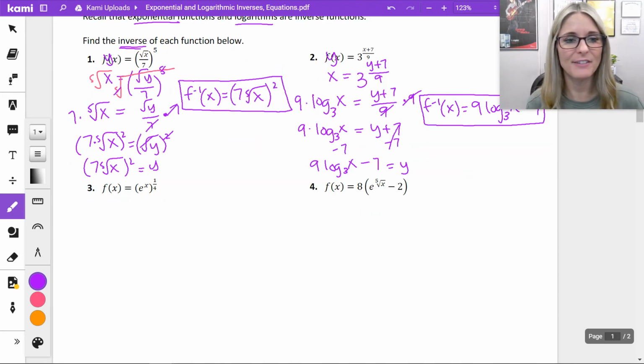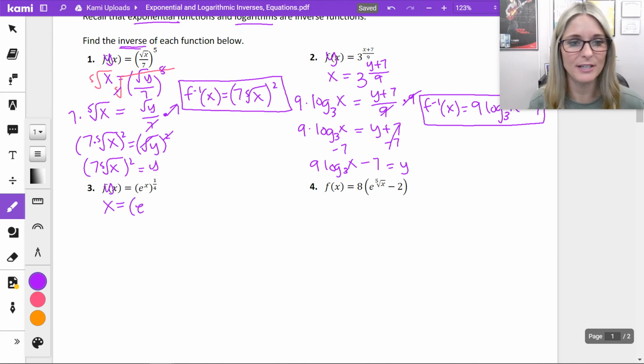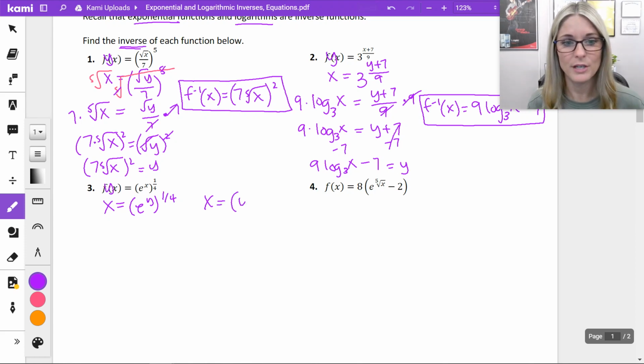All right, number 3, f of x equals e raised to the x raised to the 1/4. We've got an exponent raised to an exponent, power to power there. Let's change this so we can begin to solve for our inverse. Switch our letters. X equals e raised to the y raised to the 1/4. All right, let's start with that 1/4 exponent. That is the same as a fourth root. If you want to change that into a fourth root, that helps you solve.